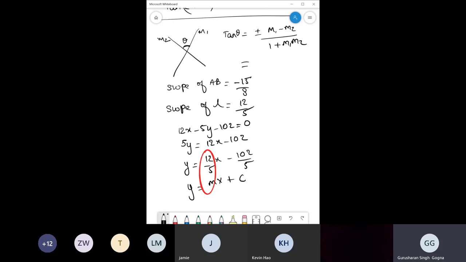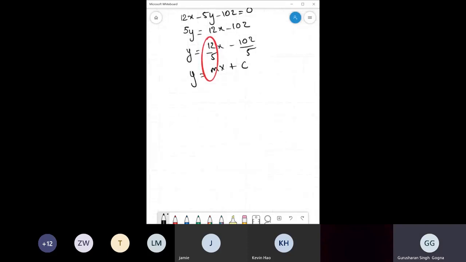Now all you need to do is substitute the values of the slopes in the formula. So what we will get, tan theta, well, theta here is angle ABC, so you can call theta or angle ABC, it doesn't matter, plus minus. Now you have to substitute the values of the slopes. So minus 15 over 8 minus 12 over 5 over 1 plus minus 15 over 8 times 12 over 5. Okay. So if you solve this, what you will get is something like 171 over 140.